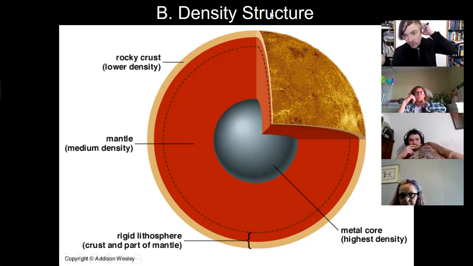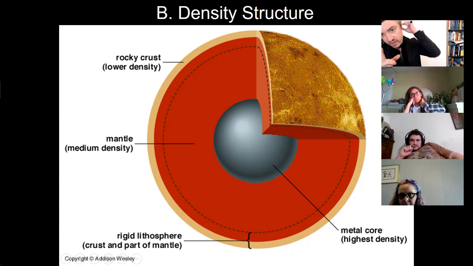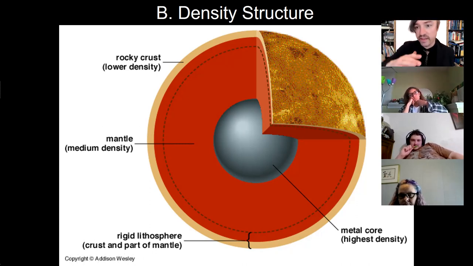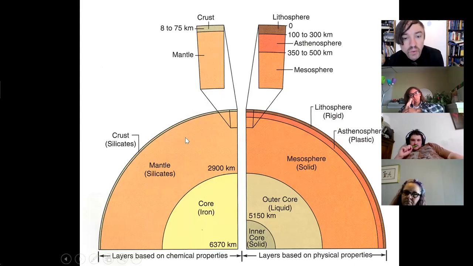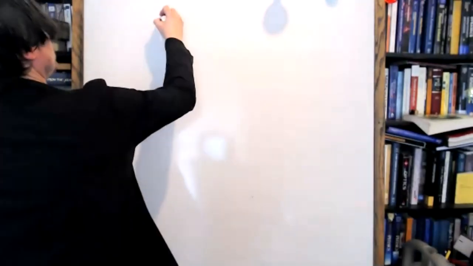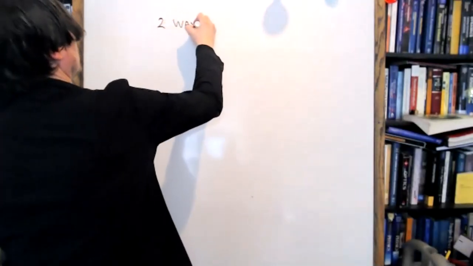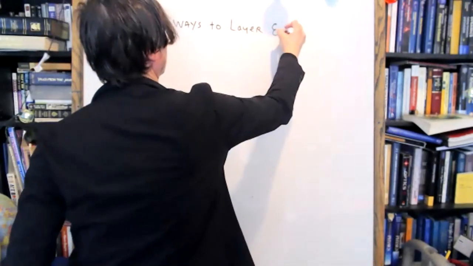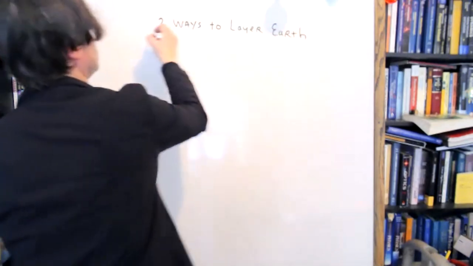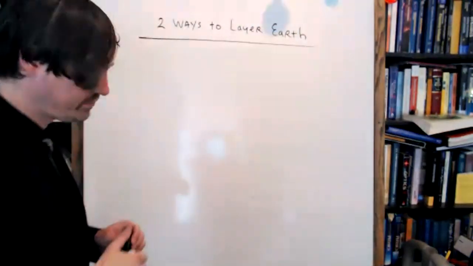It turns out that this is only one way of modeling the interior of Earth, and it's not necessarily the best way. Today, you're going to learn that there are two ways of layering Earth, one by density and the other by strength or rigidity. So let's take some notes on this. This little module is going to be called Two Ways to Layer the Earth, or two ways to layer Earth's interior.